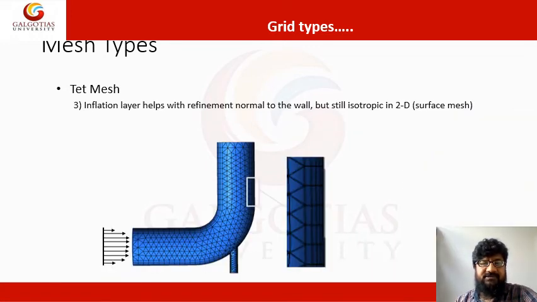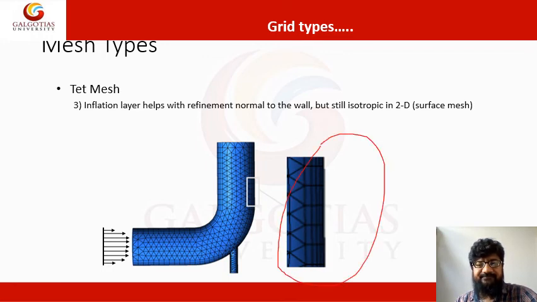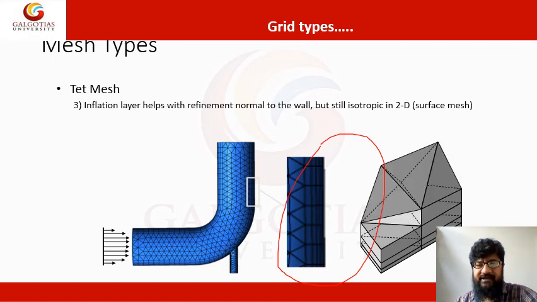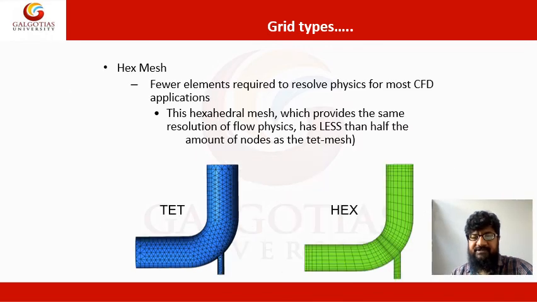For the boundary layer in a tetramesh, we superimpose inflation layers which are used to resolve the boundary layer. You can see how in a boundary layer the cell growth is very high and the mesh is quite hexagonal.